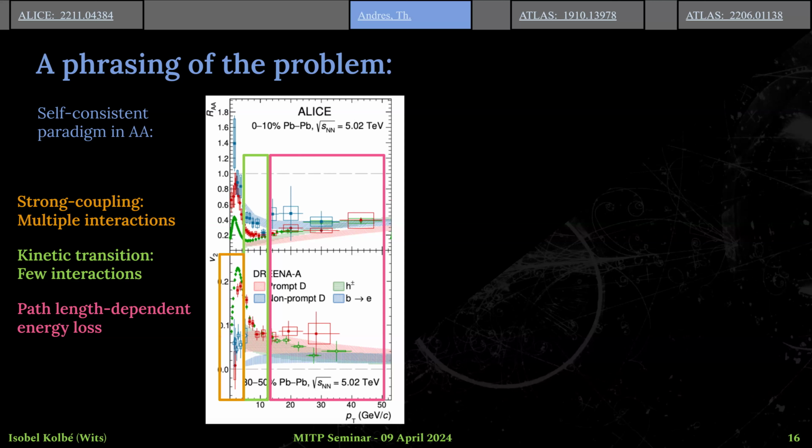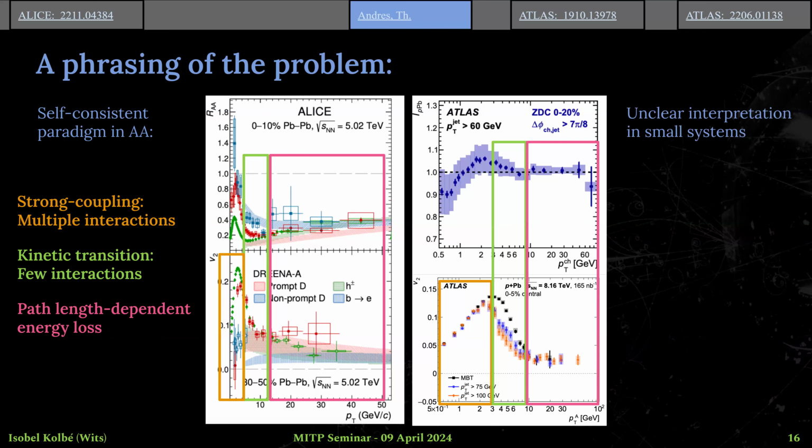So we think we understand that in AA, and we're very happy and everything seems fantastic. But the interpretation is unclear in small systems. So what I'm showing you here is now for proton-lead. It's an ATLAS measurement. It's a very recent one, from 2022. Just for context, this problem first appeared in like 2013. And people thought it would just go away. Experimentalists would make the error bar small, it would work out. It hasn't.